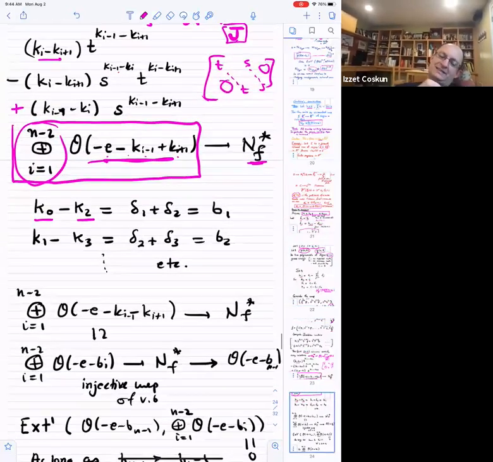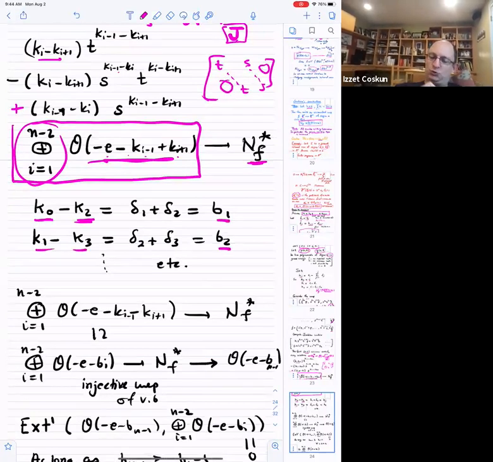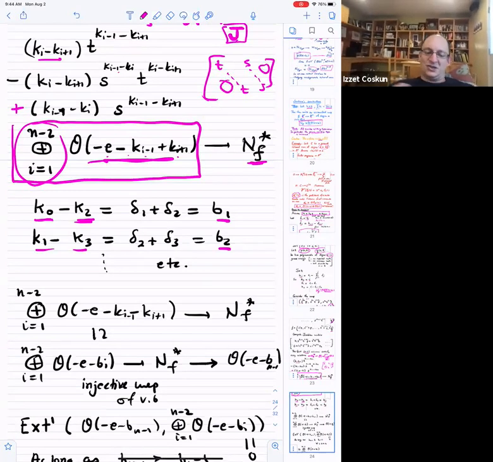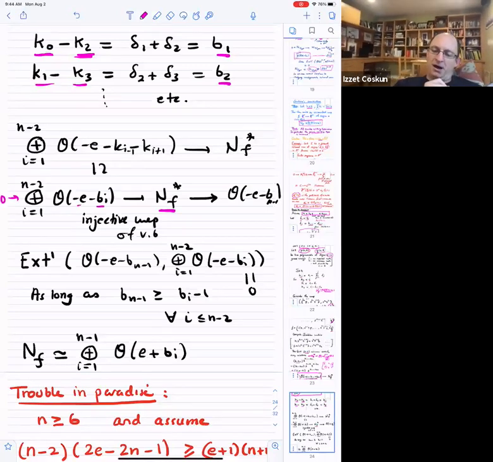So then you see that this thing was built so that k naught minus k2 is b1, k1 minus k3 is b2, and so on and so forth, right? So that was why you needed all this trickery with the numerics. In other words, what this is saying is that this normal bundle dual has an injective map from this O of minus b_i.